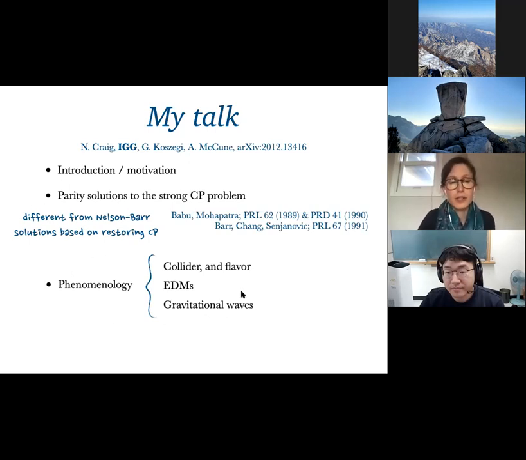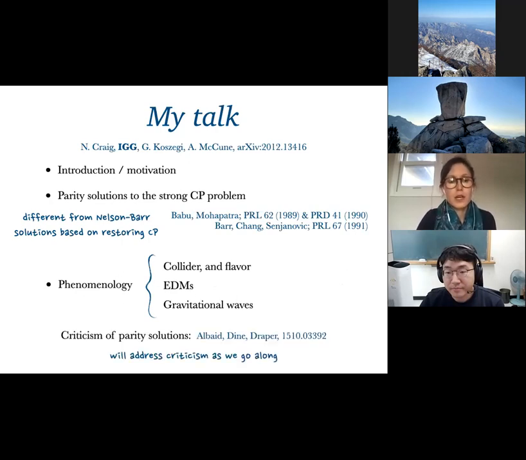And then I will spend most of my time discussing the phenomenology of these models, including collider and flavor signatures, implications for EDM experiments, as well as gravitational waves. There's been criticism of these parity solutions in the past, in particular by these three authors, Albe, Dine, and Draper. So I will try to bring up and address this criticism as we go along.